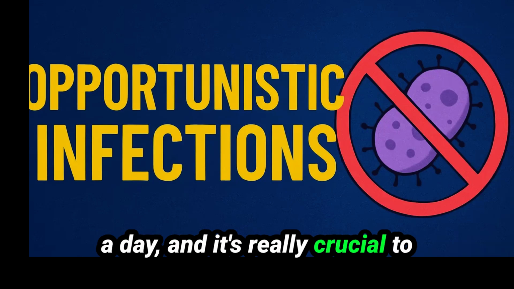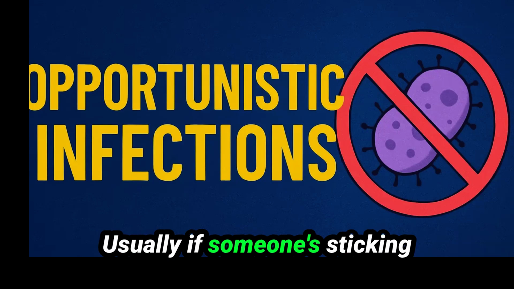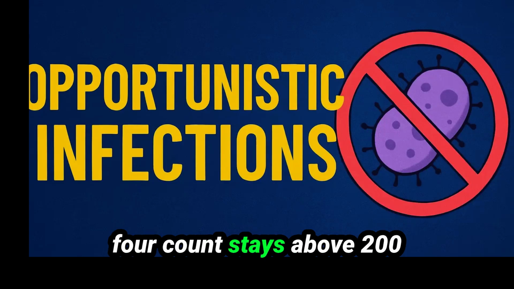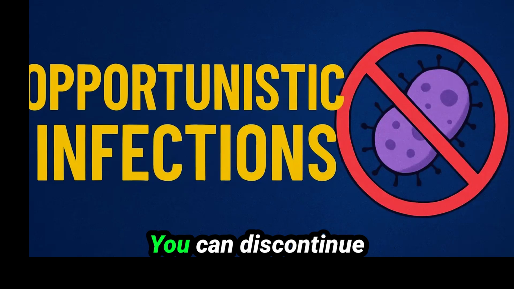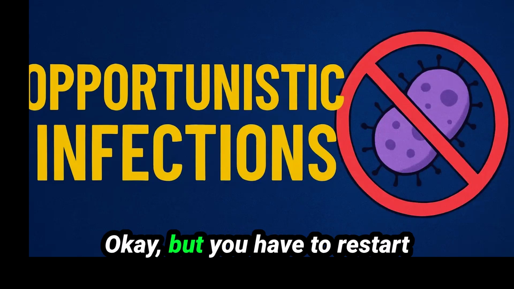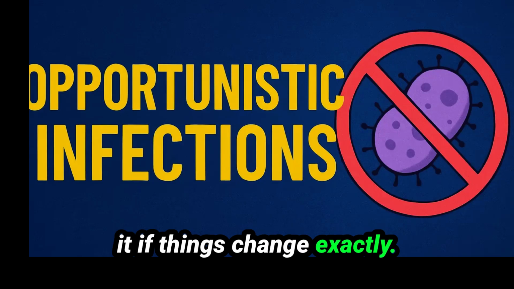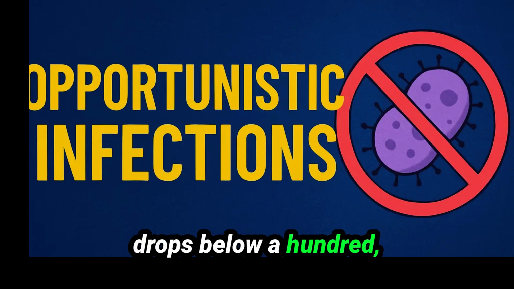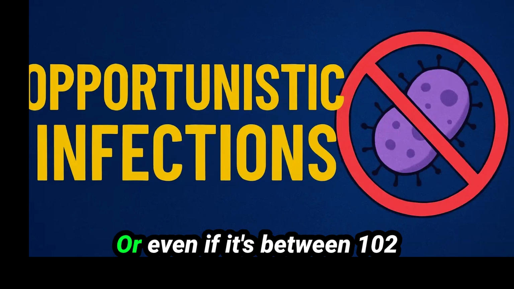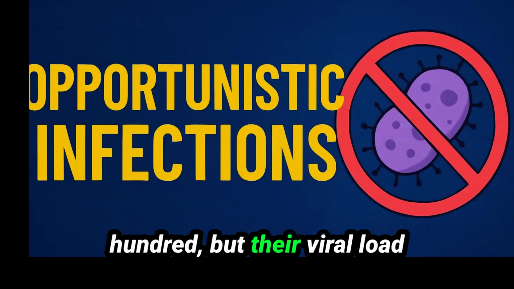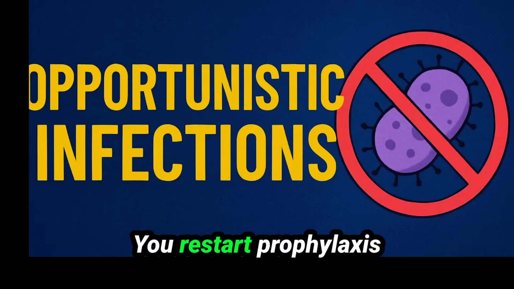And it's really crucial to know when you can stop it. Usually if someone's sticking to their ART and their CD4 count stays above 200 for at least 3 months, you can discontinue prophylaxis. Okay. But you have to restart it if things change. Exactly. If the CD4 count drops below 100 later on, you restart. Or even if it's between 100 and 200, but their viral load becomes detectable again, you restart prophylaxis.